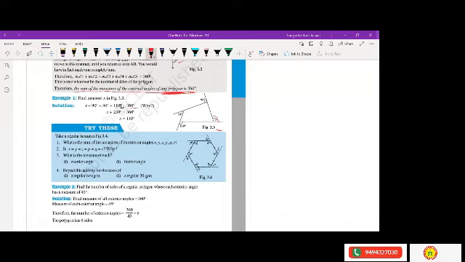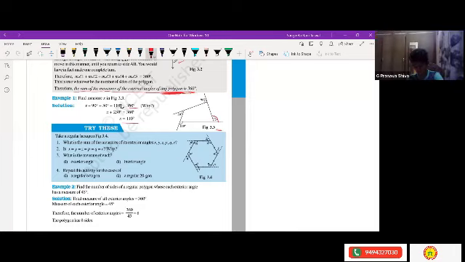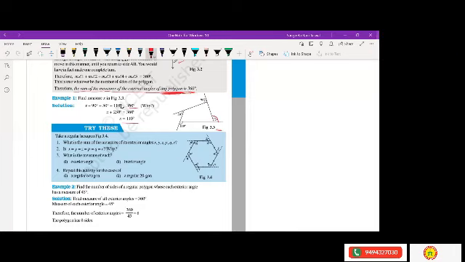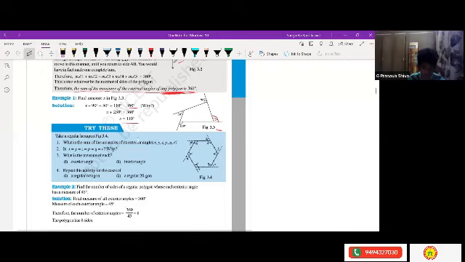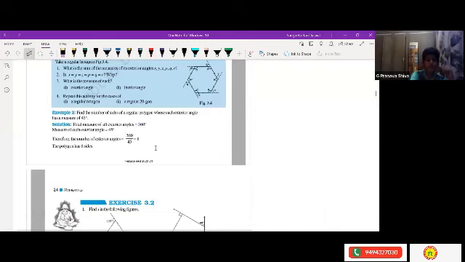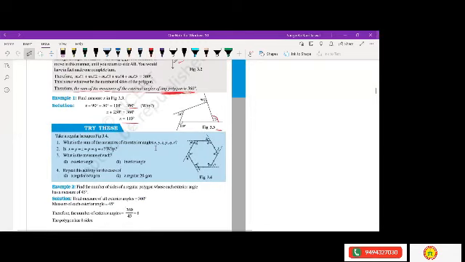So can you find the value of this angle, which is not given to you? From here you can get the value of your unknown angle. Okay? Yes, ma'am. Okay.